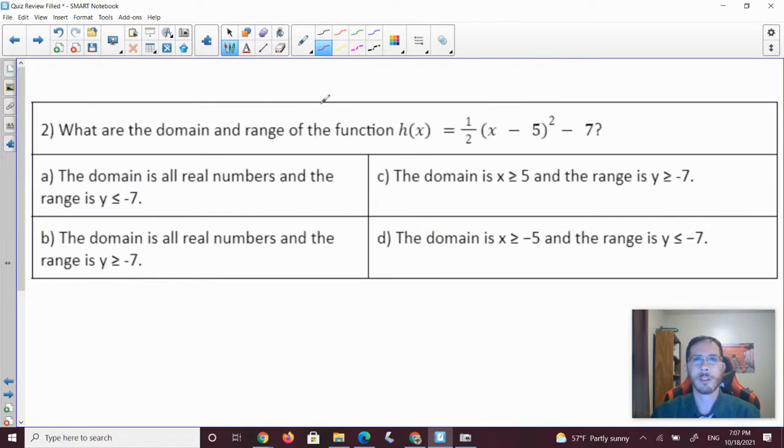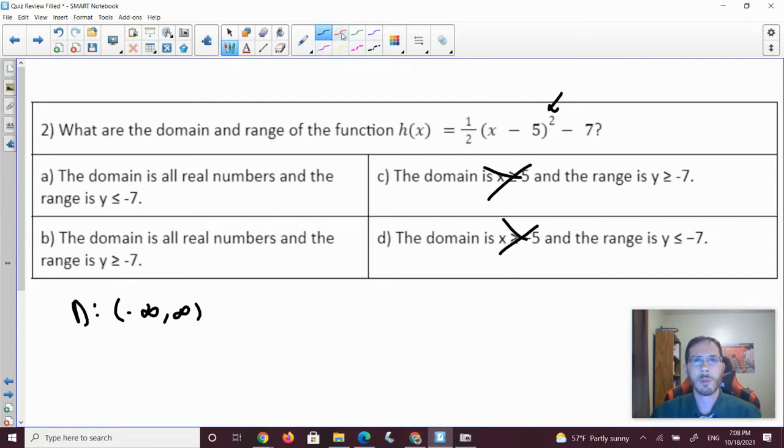For number 2, we have to find the domain and the range of the function. It's a parabola. We can see we've got a squared here. So we know that the domain is always the same. The domain is always negative infinity to infinity, which if we wrote it out in words, would be all real numbers. So it's not going to be either of those ones.